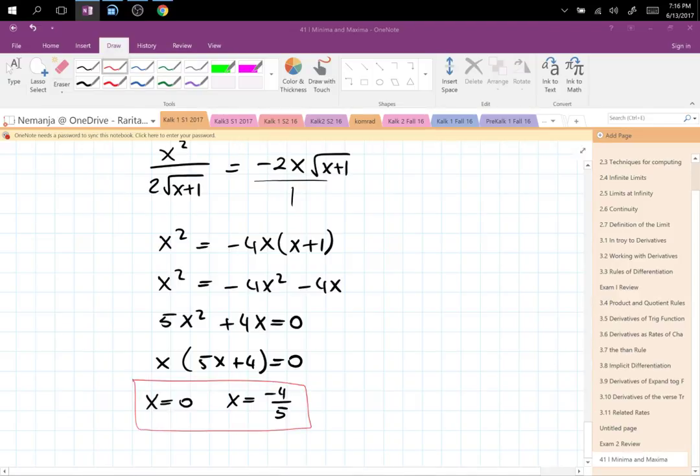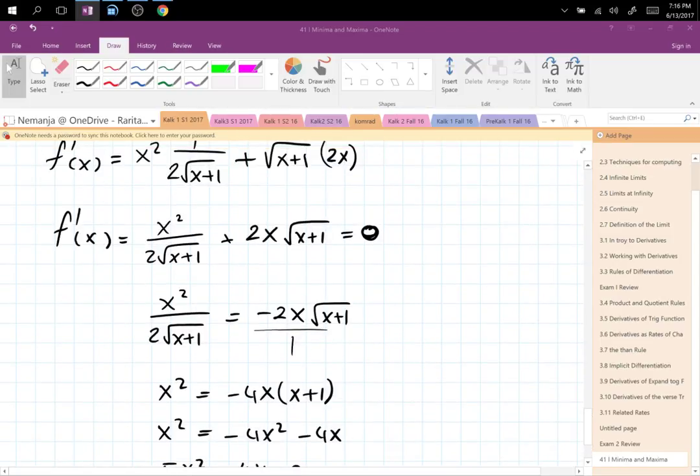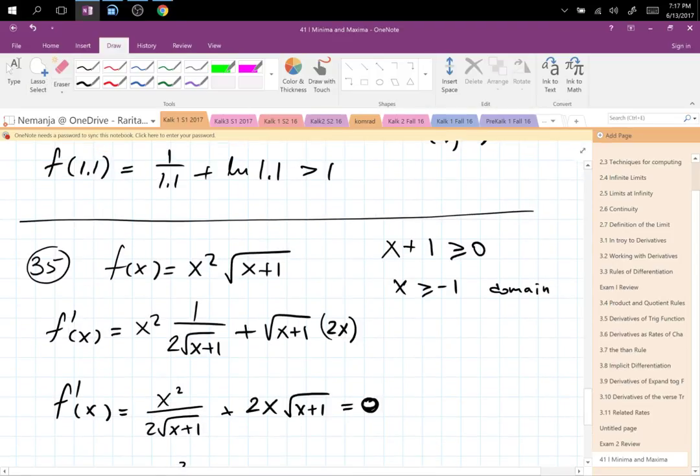Professor, couldn't you also just rationalize it instead of doing the cross multiplication after you get x squared over 2 root x plus 1? But then you are not solving the equation in that case. Yeah, but once you do the algebra, you get 5x squared plus 4x, and then you set that equal to 0. Well, yeah, whatever, sure. Good.